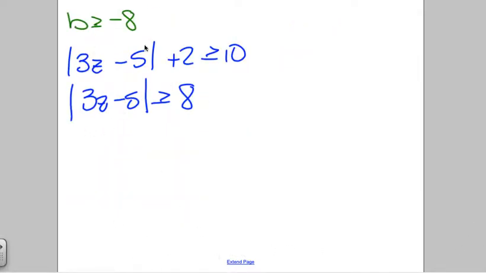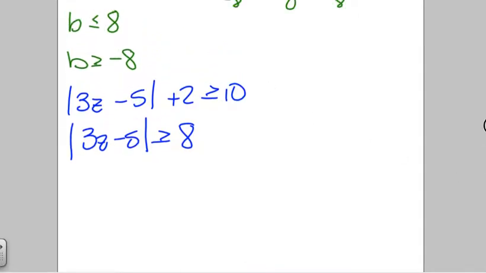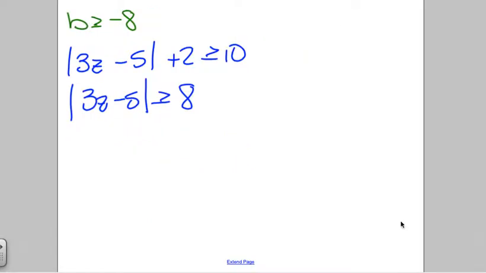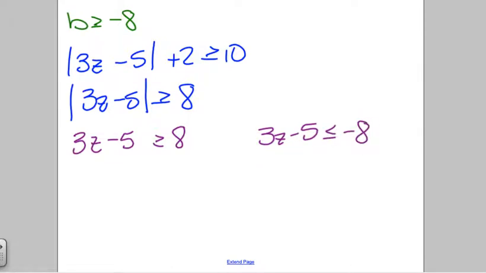Now this is the exact same thing as I had up here, except my quantity inside the absolute value is different. But that doesn't change how I do the method. It's still the quantity inside absolute value, 3z minus 5, is either going to be greater than or equal to positive 8, or 3z minus 5 is less than or equal to negative 8. So now I just solve these two inequalities.